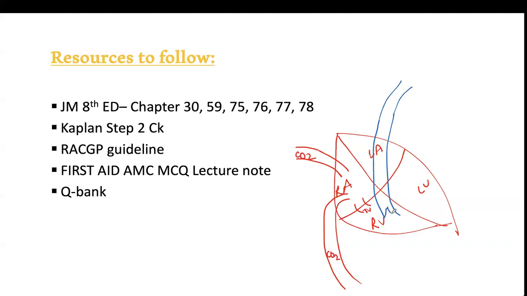And in here, we have got the pulmonary valve. So now deoxygenated blood from the right ventricle is going into the pulmonary artery. From the pulmonary artery, deoxygenated blood will then go to the lungs. Okay? So in the lungs, deoxygenated blood will become oxygenated.